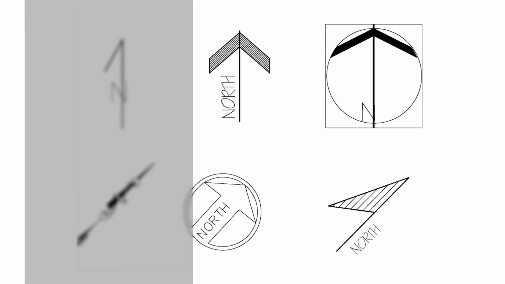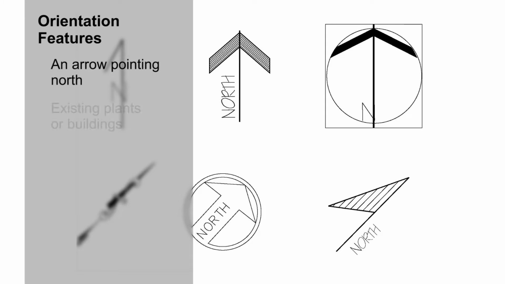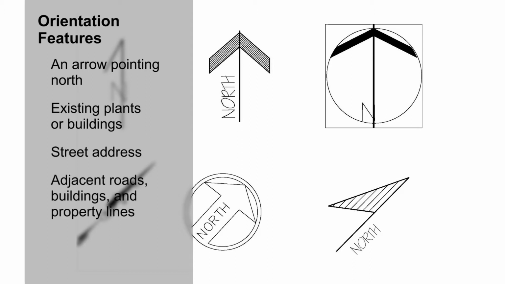When you look at a plan, how do you know where things should go? Each plan has orientation features, including an arrow pointing to north, existing plants or buildings, street address, adjacent roads, buildings, and property lines. Orient yourself by the positions of existing structures, plants, or trees.